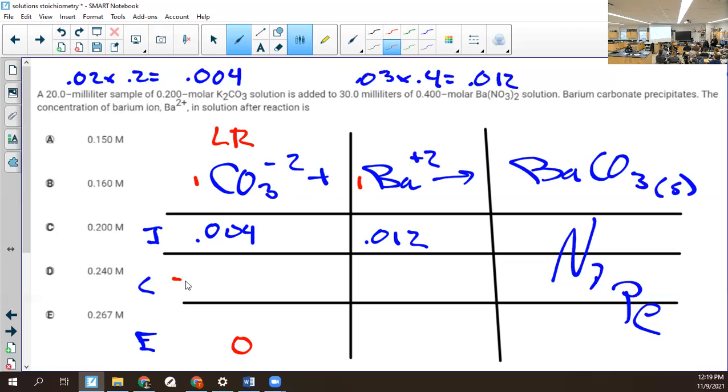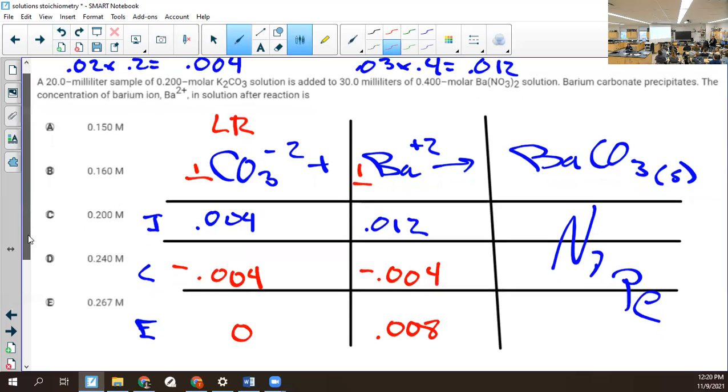So the change is negative 0.004. Since it's a 1-to-1 ratio, what's the change here? Negative 0.004, which means at the end, Ba2+ would be 0.008. Okay. Is everyone okay with that?